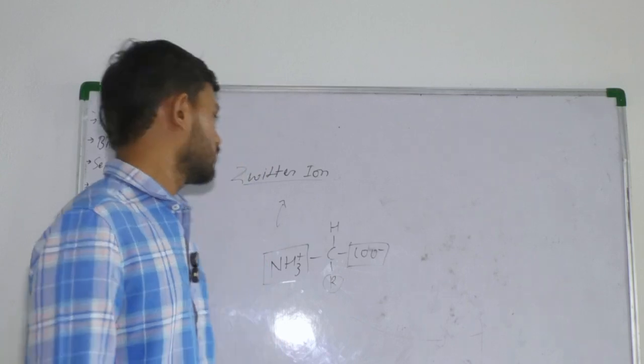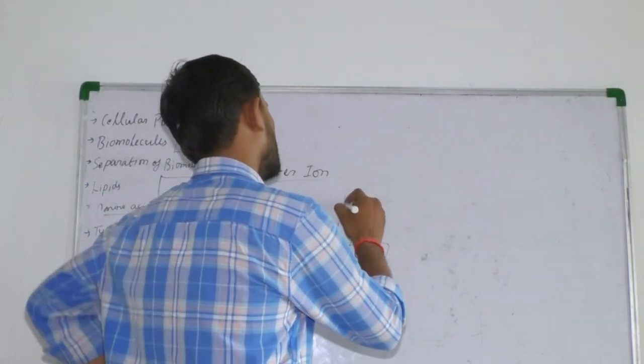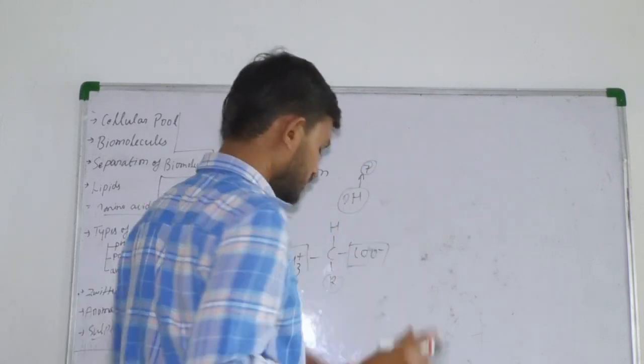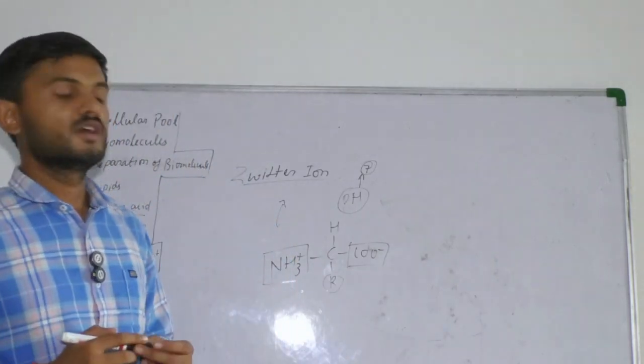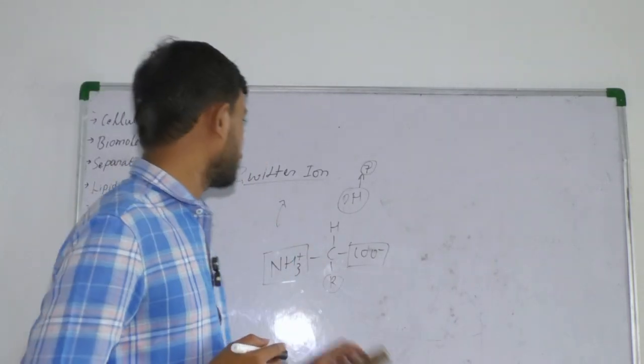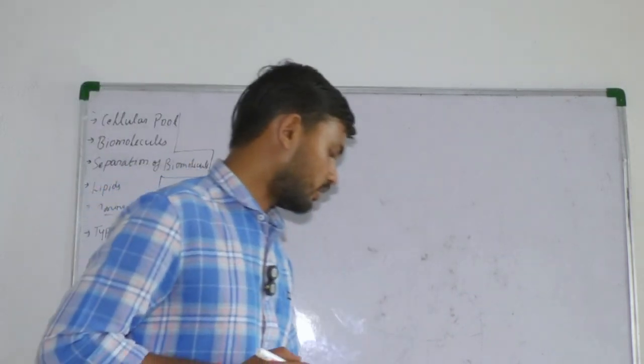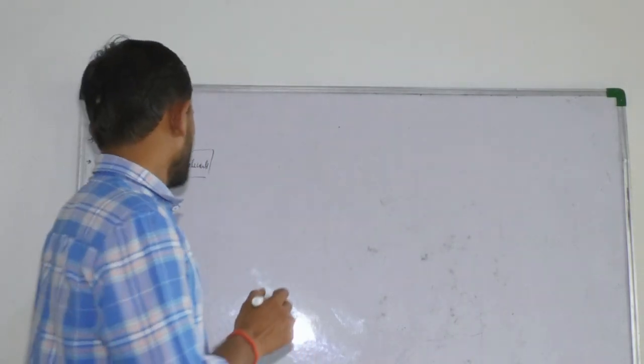This ion is found at a pH of approximately 7, in neutral pH. In neutral pH, this zwitterion is formed. This form of amino acid, that is the zwitterion, is formed in the neutral pH.